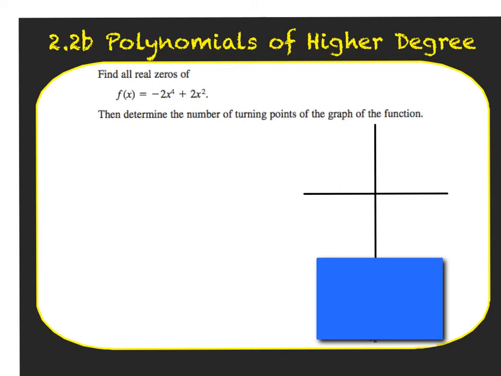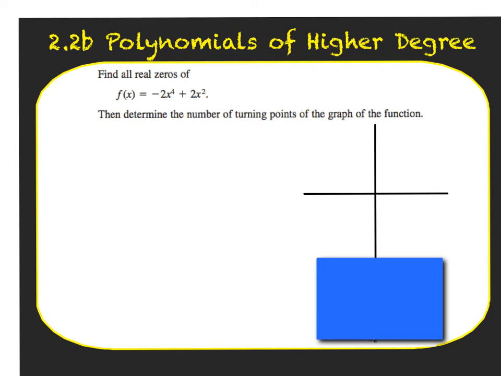2.2b, polynomials of higher degree. So we actually talked about this at the end of last class, accidentally. But we're going to do this. So I need to find all the zeros, and I need to graph this. I need to sketch its graph. All right, so what do we need to do?